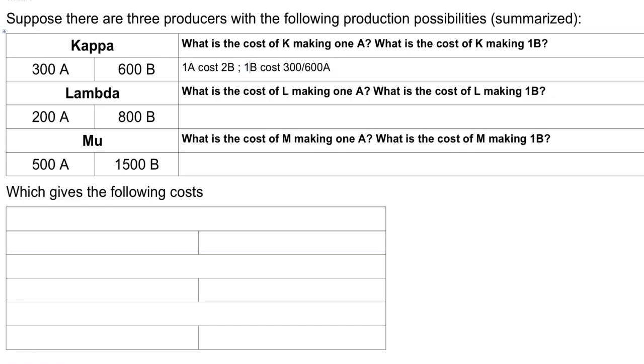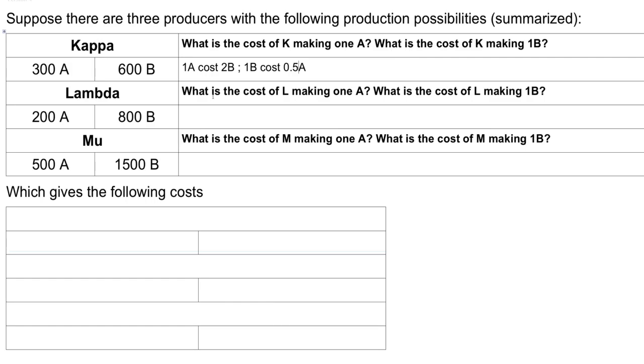But 300 A's divided by 600 would give me a half of an A. And of course, 1/2 of an A is also 0.5. So if you did a calculation on a calculator, that's what you'd get. So we now have the cost of making 1A from the production possibilities of kappa. And we also have the cost of making 1B from the production possibilities of kappa.